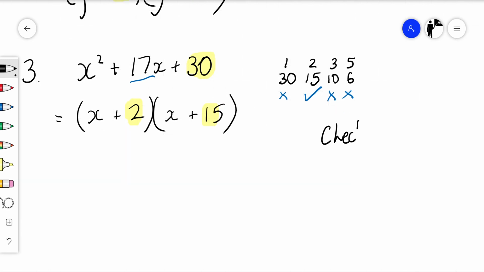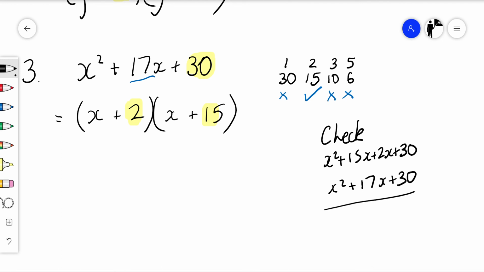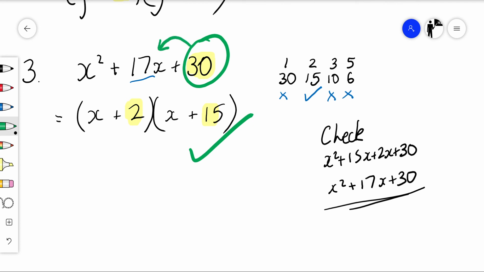Remember with our check, if we were to multiply this out, this would become x squared plus 15x plus 2x plus 30, which gives us x squared plus 17x plus 30. It's the exact same as the original question. This check tells me that that's correct. Okay, so your general strategy is to find factor pairs of the end number that add to make the middle number. Thanks very much.